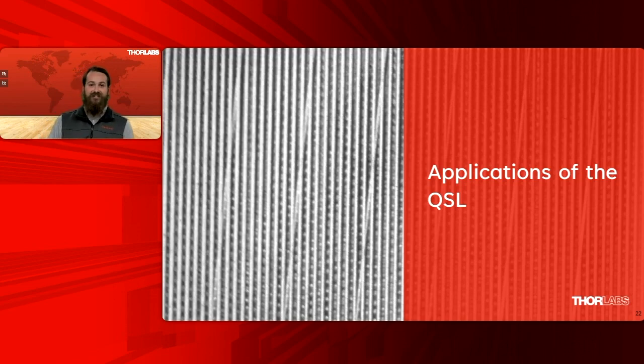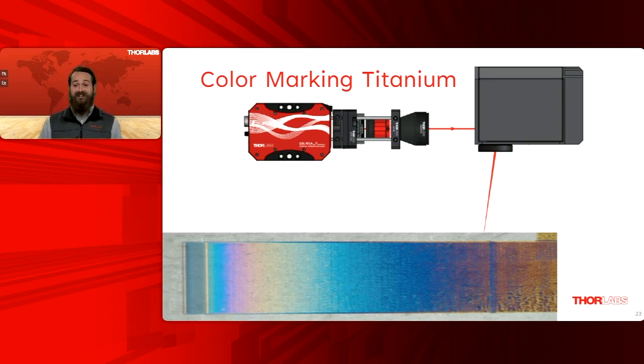Now that we've seen what the QSL looks like on the inside, let's talk about some applications that customers have asked us to perform with it. Color marking titanium. This is a typical micromachining setup you've seen before, but this time, instead of trying to drill a hole or etch a pattern, we're simply trying to change the color. This is analogous to the bluing of steel, although titanium is unique in that it allows for a few more colors. By varying how long the beam stays on the surface, we're able to change the thickness of the oxide layer that's left on the titanium, and then through thin film interference, that produces the colors you see here.